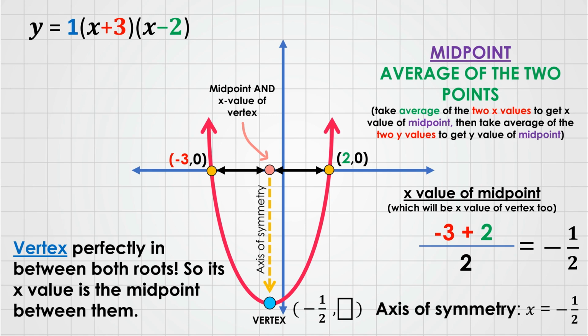This is also called the axis of symmetry. To get the y value of the vertex, all you have to do is just plug in -1/2 into the equation and solve for y. So this little trick allows you to quickly find the vertex and axis of symmetry for any quadratic expressed in intercept form. Let's take a look at the following problem.